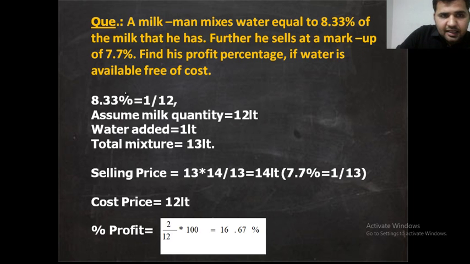When he is saying that he is mixing 8.33% of the total milk that he has. Now 8.33% in terms of fraction we know is 1/12. So just to make our calculation easy, what we will do is, let's assume the milk quantity initially that you have is of 12 liter.